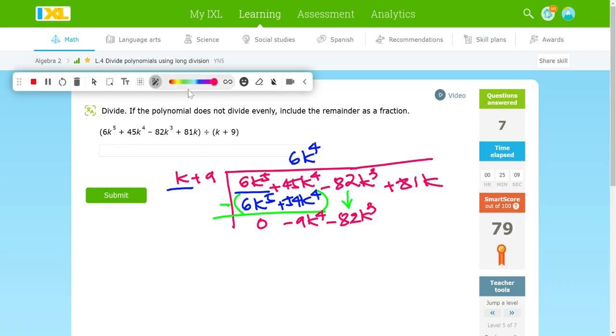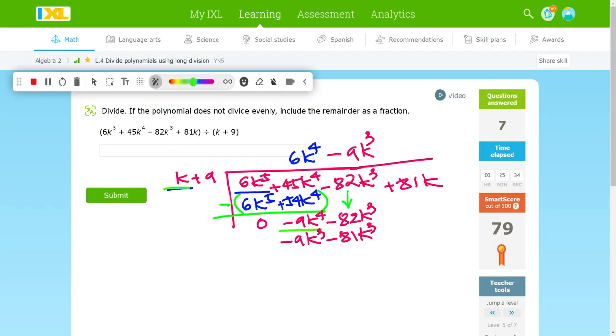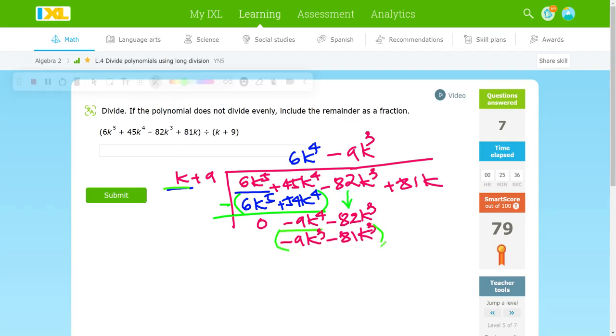Alright? So now we do division, same thing. Negative 9k to the fourth divided by k. It should come out at negative 9k to the third. Alright? So now multiply them back, becomes negative 9k to the fourth. Negative 9k to the third times 9 is negative 81k to the third. Okay? Now put them in parentheses and then subtract.